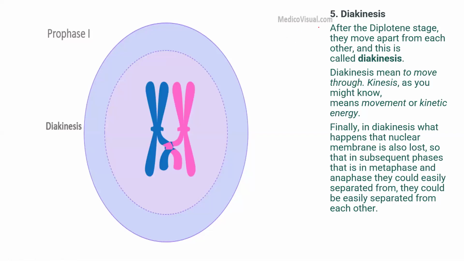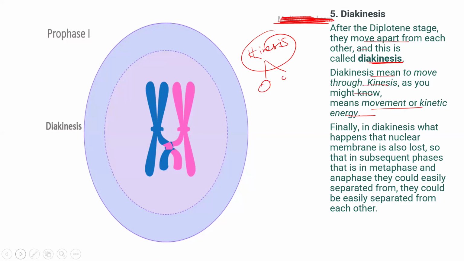The last stage is diakinesis. Diakinesis comes after the diplotene stage, where they move apart from each other. Diakinesis means movement through kinesis, as you might know, movement or kinetic energy. If you know physics, you know kinetic energy. So they move apart from each other because of many fights between the couple, and they start separating.